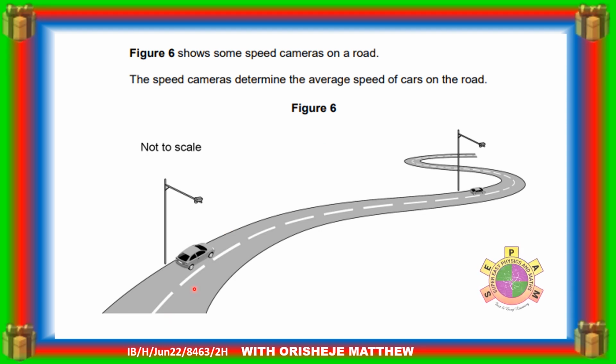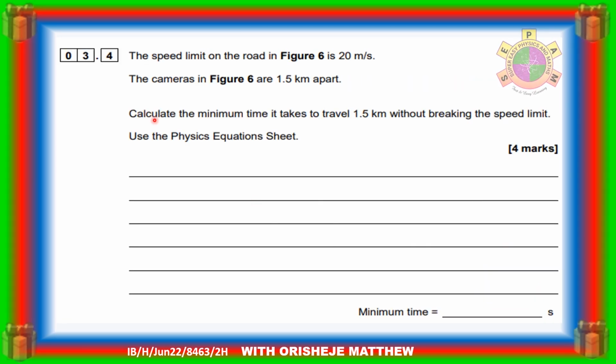Now you discover that one thing is common as you are driving like this: the speed may be constant but the velocity is not constant because the road is not straight, since there is a direction factor to velocity. So let's look at this. Now the speed limit on the road is 20 meters per second.